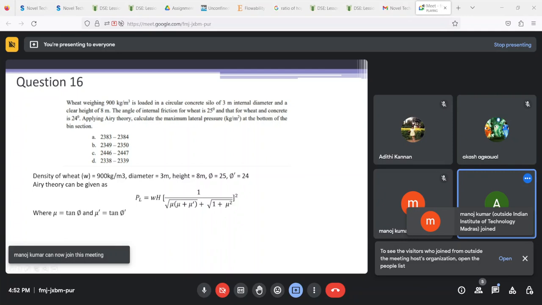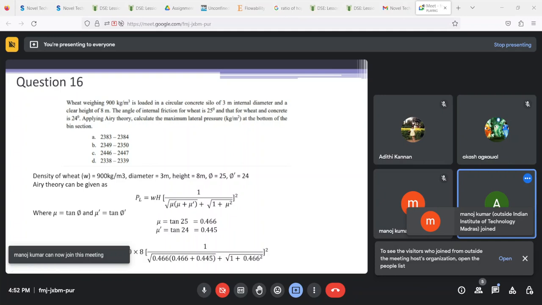We already know phi and phi dash, so from there we can calculate mu and mu dash. Mu is equal to tan of 25 degrees, which is 0.466, and mu dash is tan 24, which is 0.445. So now you know the coefficient of friction between the grains and between the grain and the bin. This you will substitute inside this equation to calculate the lateral pressure at the bottom of the bin section.